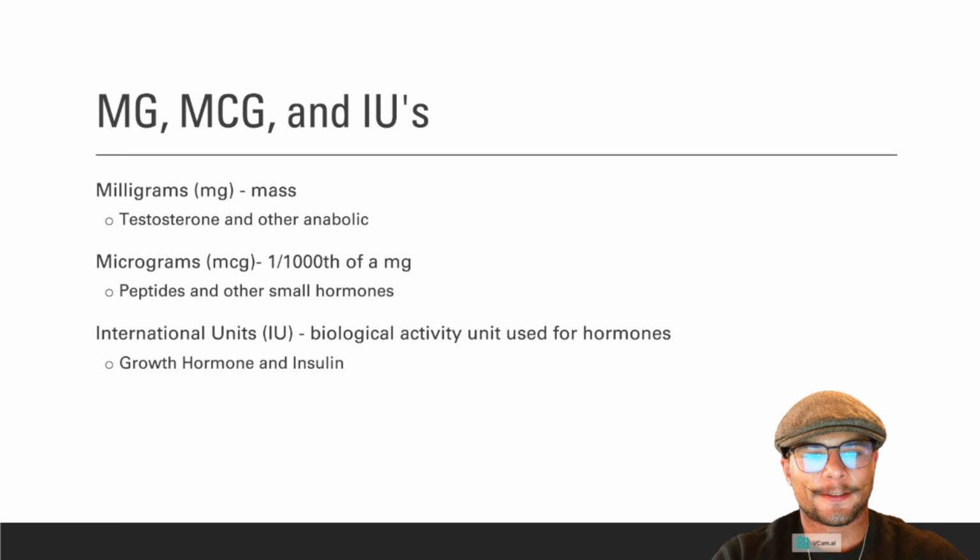Milligrams, micrograms, and international units. For milligrams or mgs, it is the mass. This is commonly used with testosterone and other anabolics, so it is milligrams per milliliter. For micrograms or mcgs, it is 1/1000th of a milligram, so 1,000 micrograms equals 1 milligram, or 1 milligram equals 1,000 micrograms. This is used with peptides and other smaller hormones. For international units, or IUs, it is a biological activity unit used for hormones, such as growth hormone and insulin.